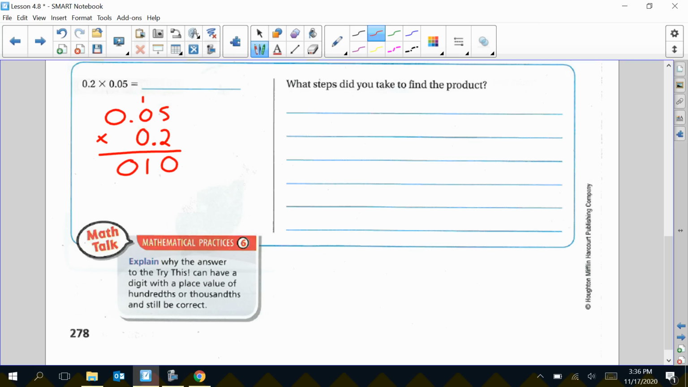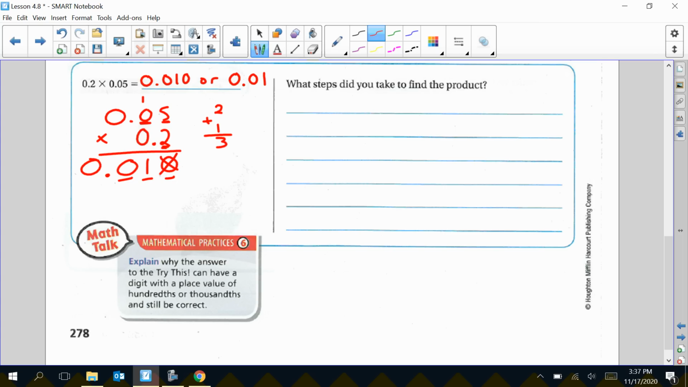We count our decimal places. There are 2 numbers to the right of the decimal in the first factor, and only 1 number to the right in the second factor, giving us 3 digits to the right of the decimal in our answer. So we count over 3 places and place our decimal point. And our answer is 0.010, ten thousandths. Or we can also get rid of the extra zero at the end, and our answer would be 1/100th.